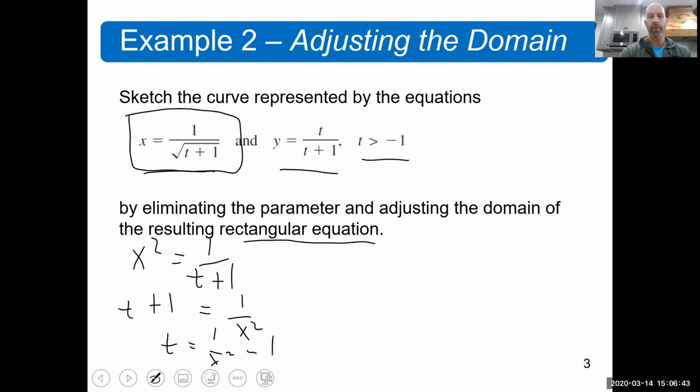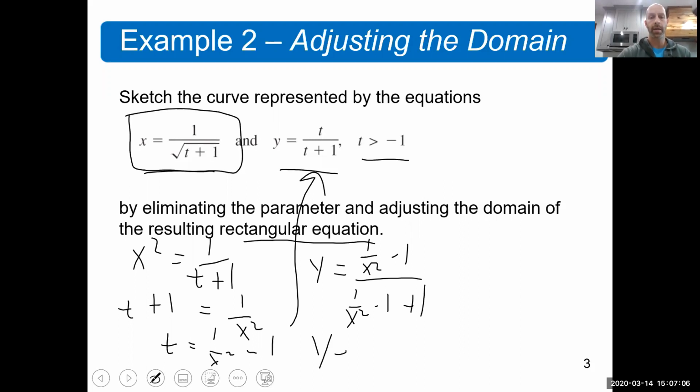Okay, so now that we have what t is, we can plug it in for y. So y, which is t over t plus 1, will become y equals, and instead of t, we would write 1 over x squared minus 1. And instead of t plus 1 on the bottom, we would write 1 over x squared minus 1 plus 1. And then I'll let you guys simplify this, but it turns out that the equation will be y equals 1 minus x squared.